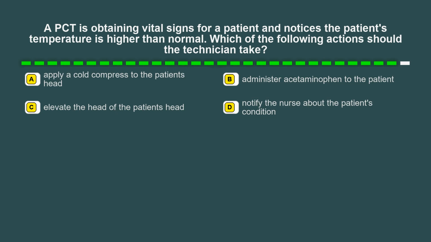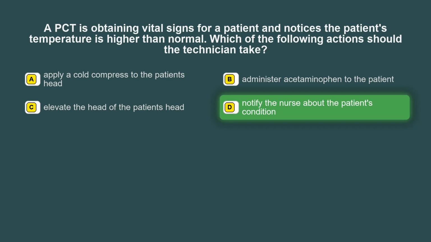Question 22. A PCT is obtaining vital signs for a patient and notices the patient's temperature is higher than normal. Which of the following actions should the technician take? Option A. Apply a cold compress to the patient's head. Option B. Administer acetaminophen to the patient. Option C. Elevate the head of the patient's bed. Option D. Notify the nurse about the patient's condition.